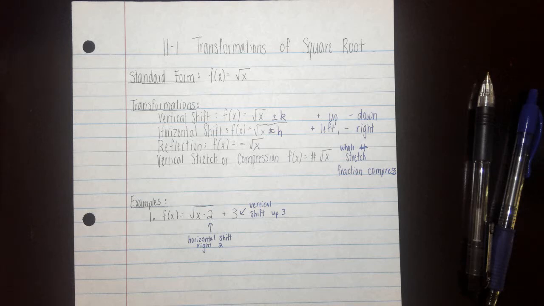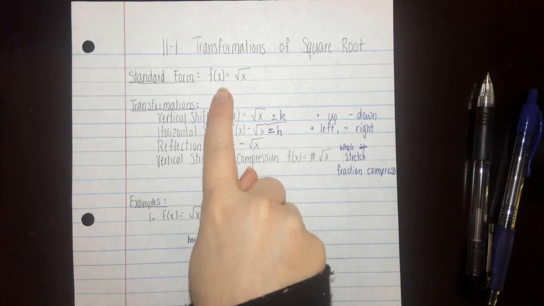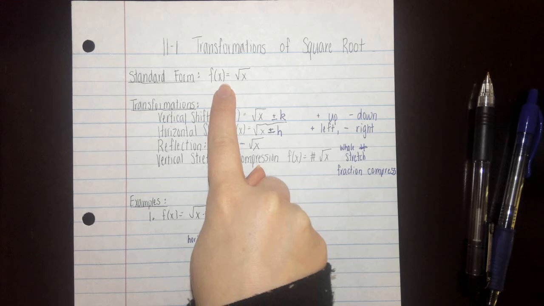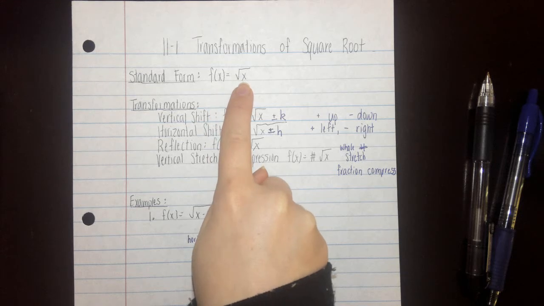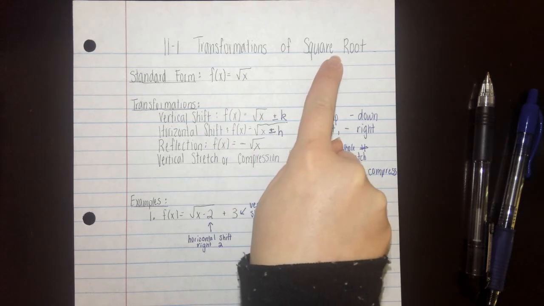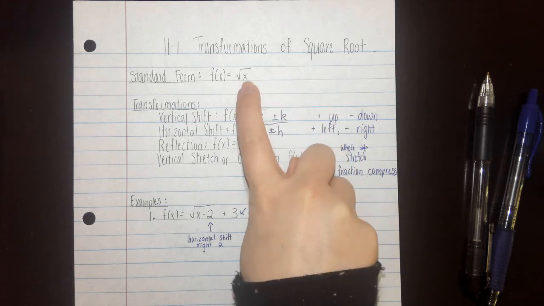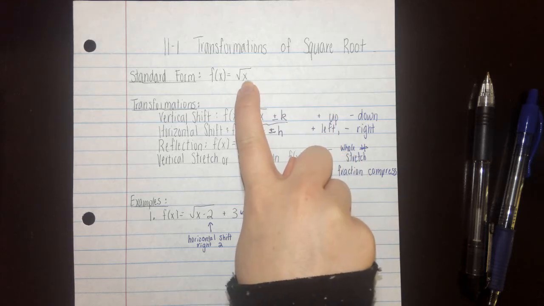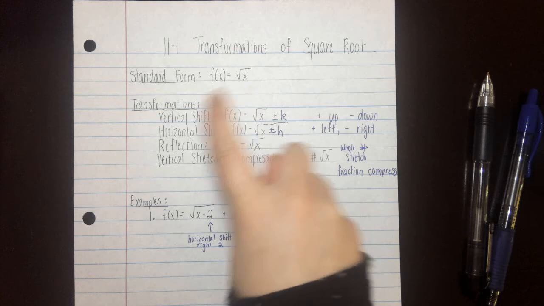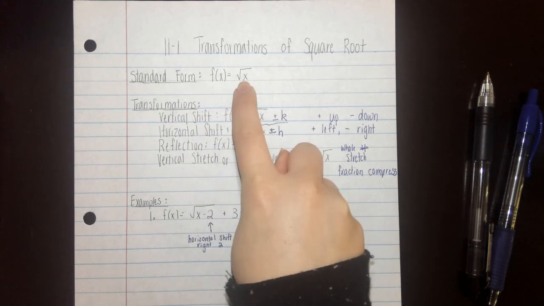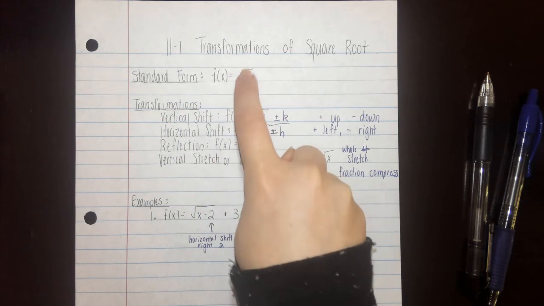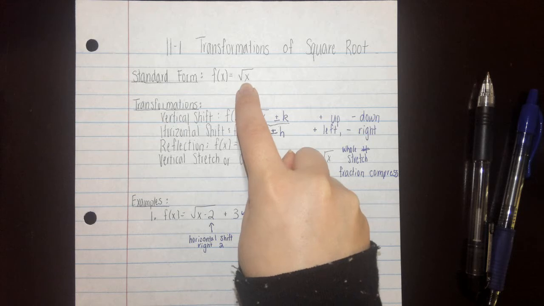So the first thing that we need to talk about is the standard form of a square root function. I wrote it out for you already. Standard form is just f of x is equal to the square root of x, which makes sense because we're talking about square root functions. This is your starting point. This is the basic square root function. This is as simple as it can get.